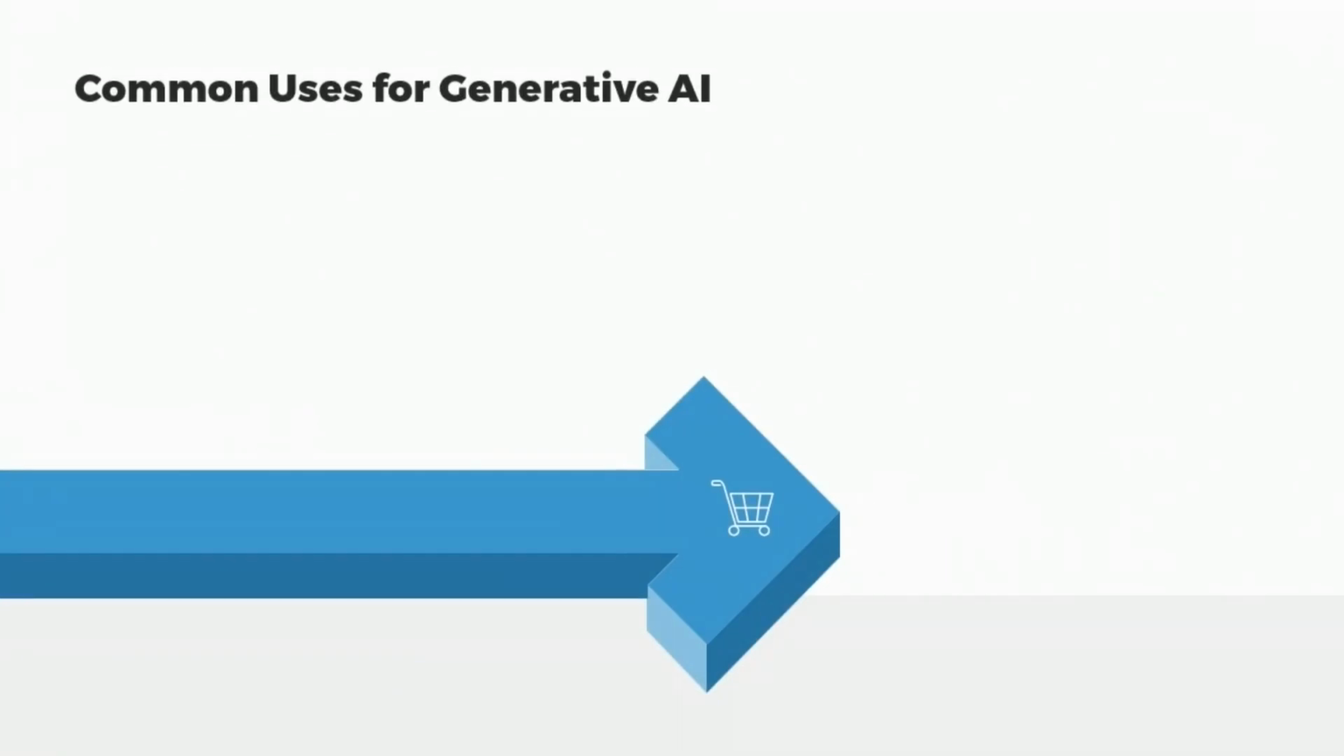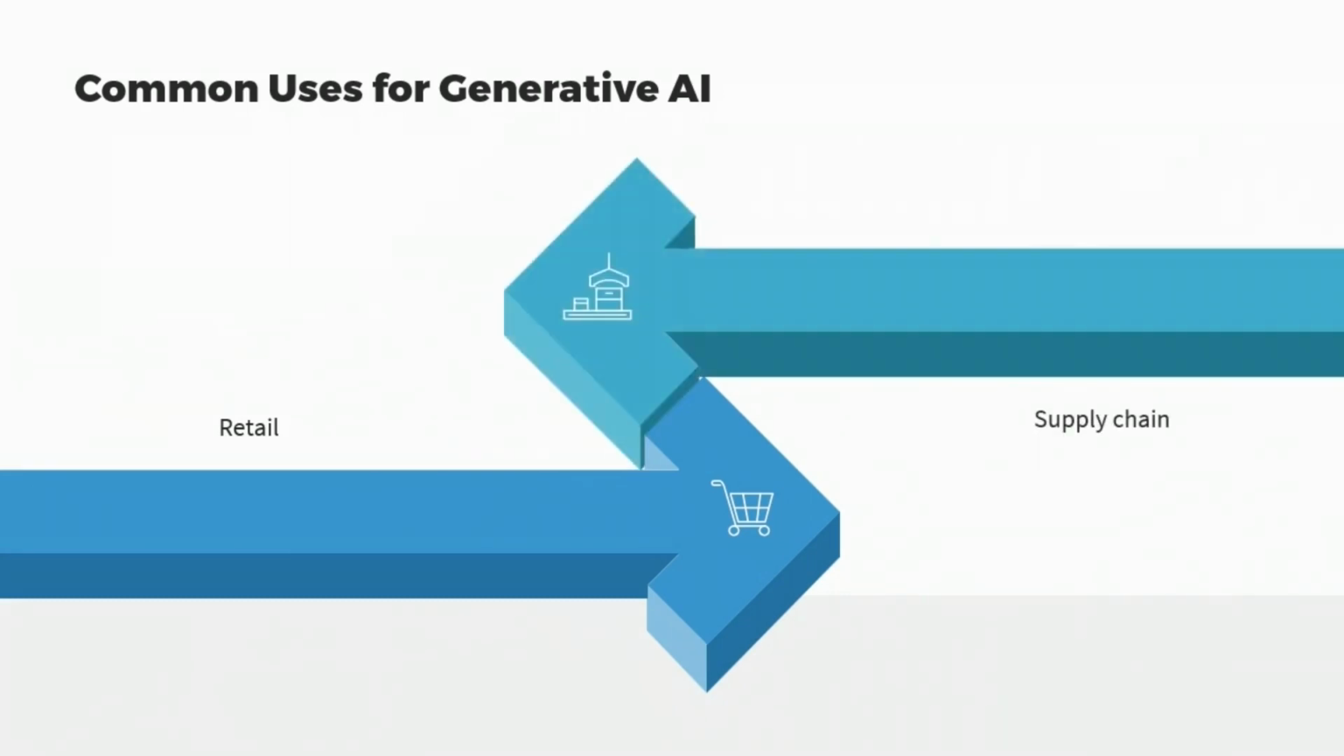And it even branches into retail. In retail, generative AI is empowering brands to look at customized user experiences, design exclusive products, and even predict consumer preferences more accurately. And we can also assist with the supply chain problem.